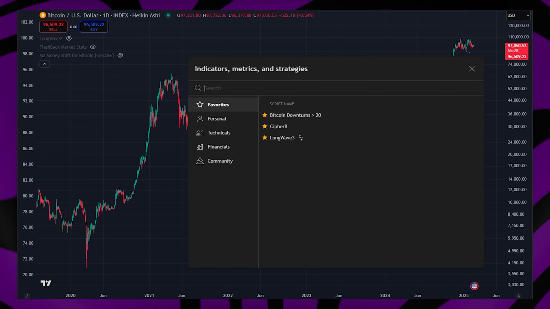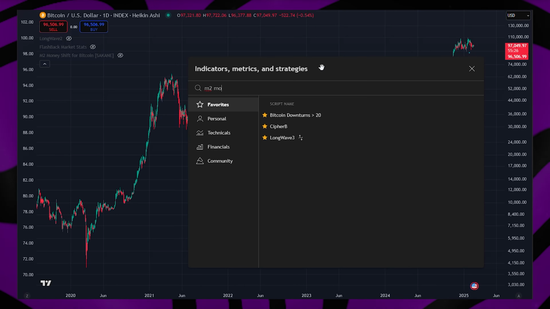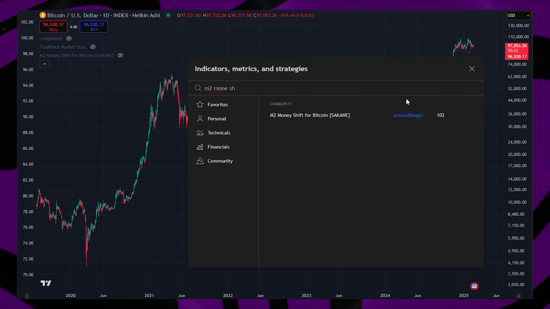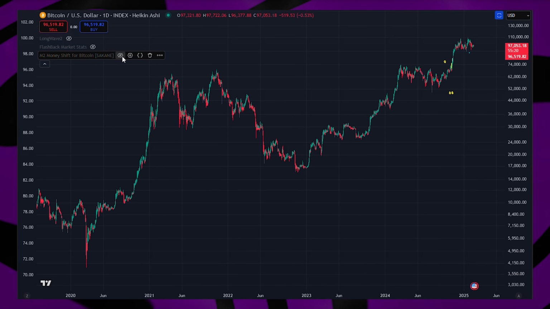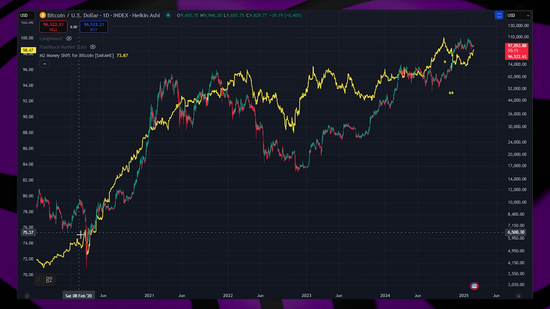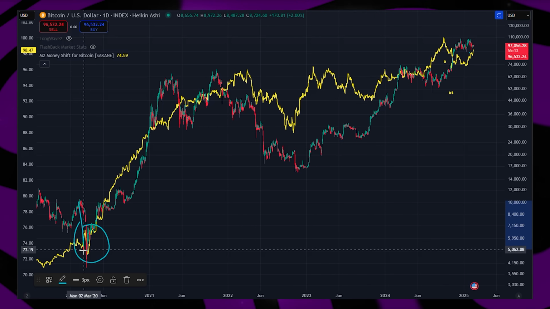Today we're diving deep into the M2 money shift for Bitcoin, an advanced indicator that tracks the impact of global money supply on Bitcoin's price movements. If you've ever wondered why Bitcoin sometimes pumps or dumps seemingly out of nowhere, this could be one of the key factors driving those moves.